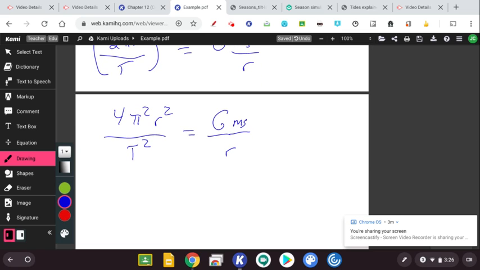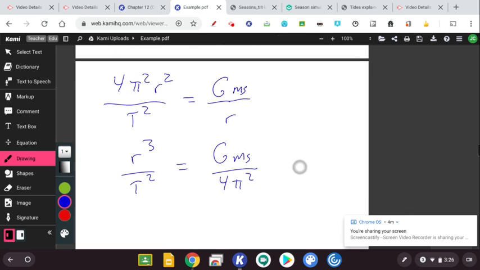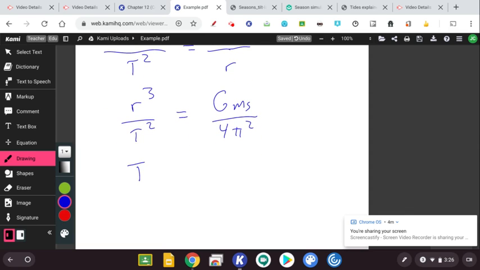We are going to get r cubed divided by t squared is equal to G, the mass of the star, divided by 4 pi squared. Or if we flip it, we get t squared over r cubed is equal to 4 pi squared divided by G times the mass of the star. And so now we get Kepler's constant.